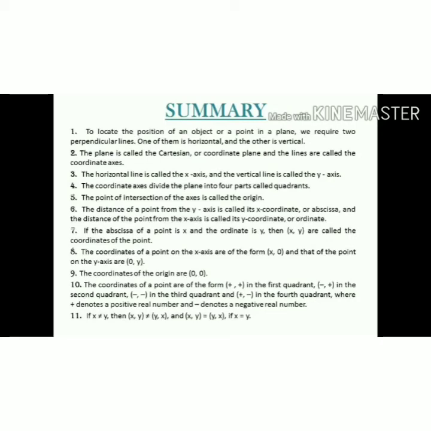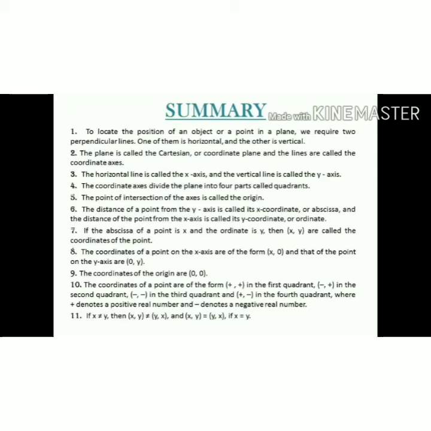The distance of a point from the y-axis is called its x-coordinate or abscissa, and the distance of the point from the x-axis is called its y-coordinate or ordinate. If the abscissa of a point is x and the ordinate is y, then (x, y) are called the coordinates of the point. The coordinates of a point on the x-axis are of the form (x, 0), and those of a point on the y-axis are (0, y). The coordinates of the origin are (0, 0).